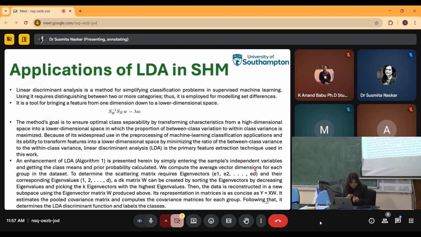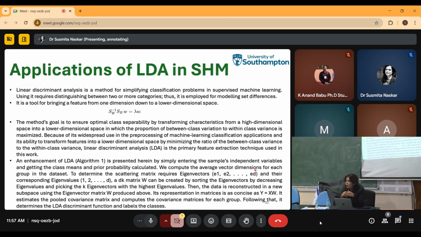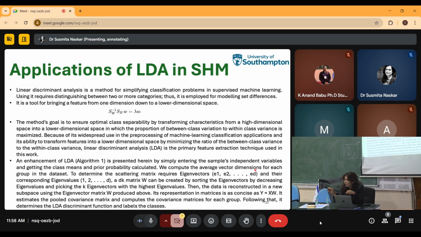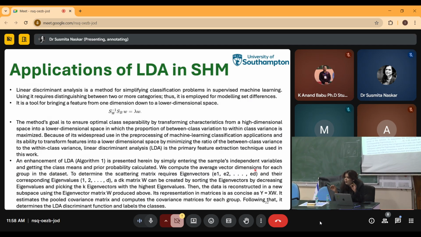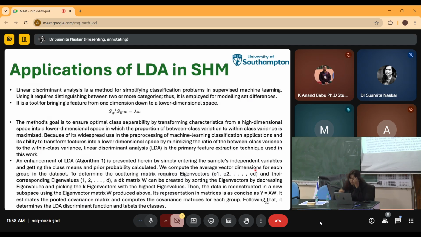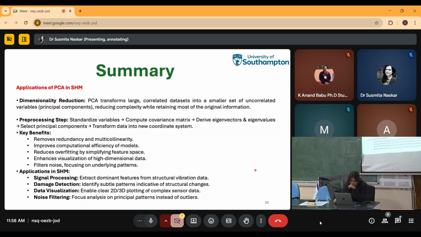But you have to remember that this is a very supervised method. You have to really identify healthy and damaged states very clearly. If you do not label the data, you will not be able to use this one, right? So that's the easiest way that you can actually separate multiple details or multiple categories using LDA. That's the basic feature of LDA.